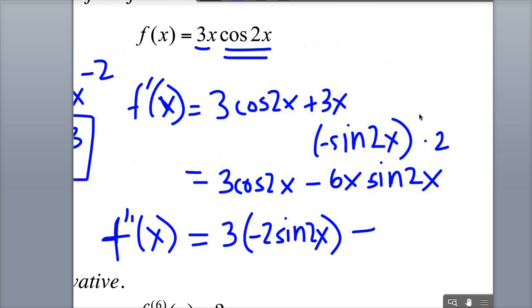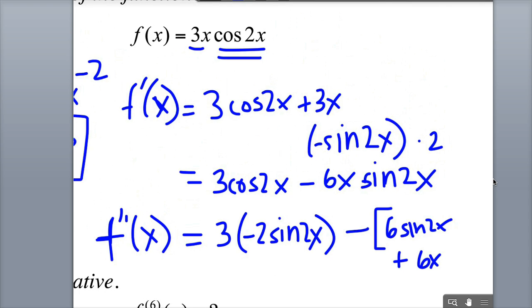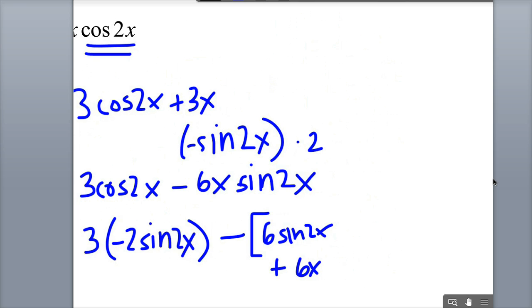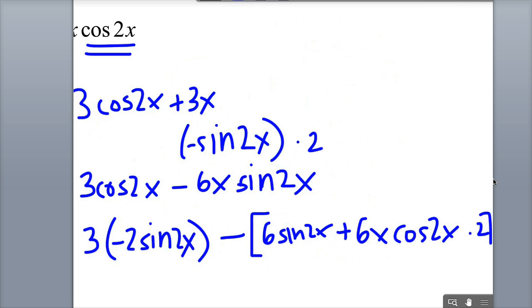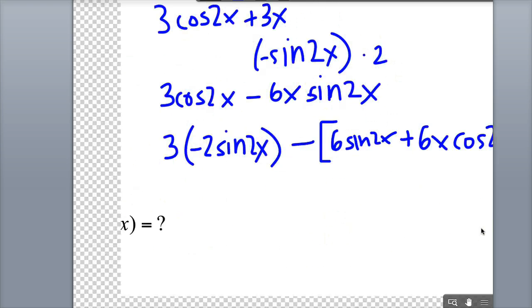Minus, and now I have another product chain rule combination here. So it's going to be, just to make this quick, 6 sine 2x plus 6x cosine 2x times 2. And remember, that's the chain rule. So the derivative of sine is cosine, so cosine 2x times the derivative of the inside, that's how I got 2. Now let's simplify this all out.